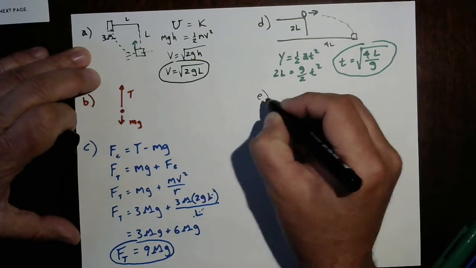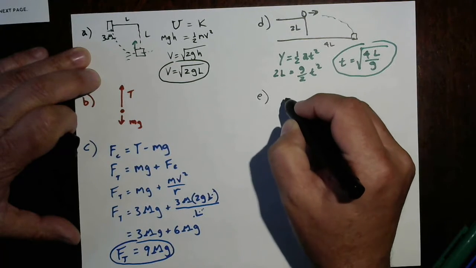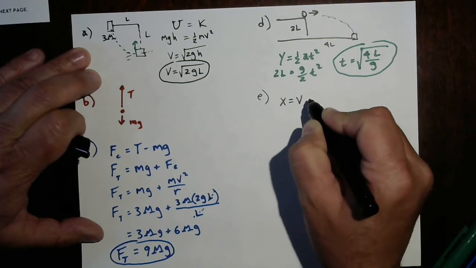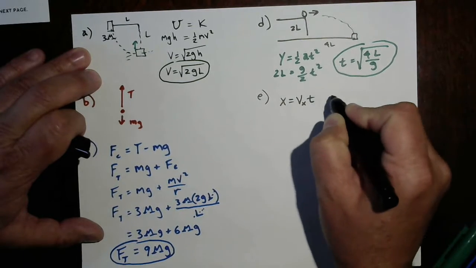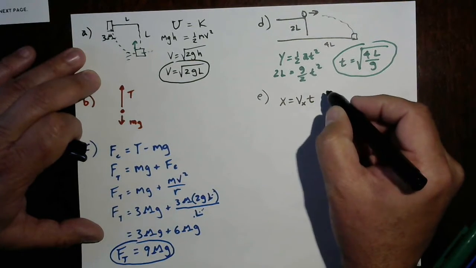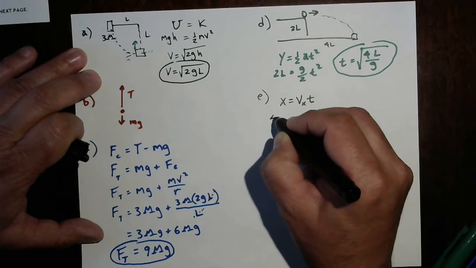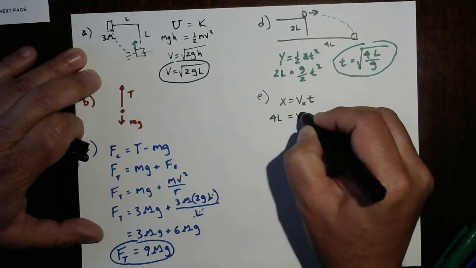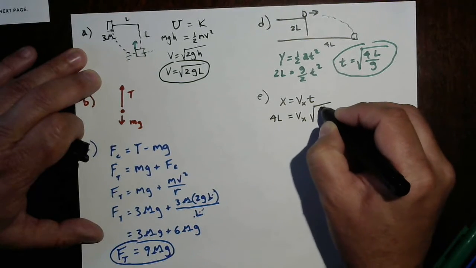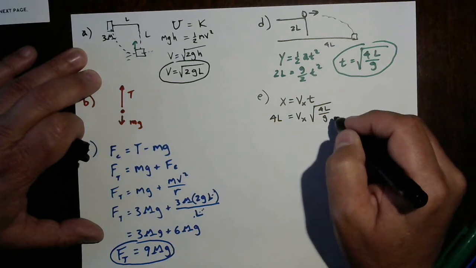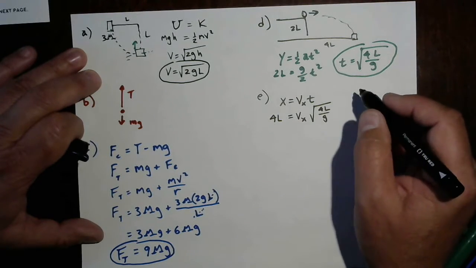Okay, so now block 2, that happens in the x direction. So we're going to say that x equals velocity in the x direction times time. There's no acceleration in the x direction. And so the x distance it goes is 4 times L, and that's going to equal Vx times this square root of 4L over g. So looks like we need to do some magic math here on this thing.